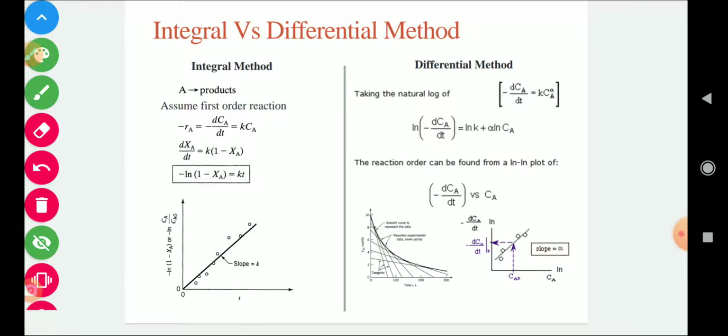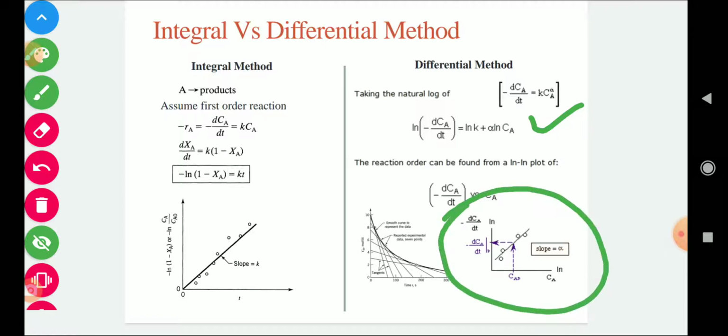And we plot that equation. And because this is equation of line, it means it should give a straight line. So we plot that equation and see whether it gives a straight line or not. So if it gives a straight line, then our assumed rate expression is correct, and reaction is following this rate expression only. Otherwise we try for some other rate expression.